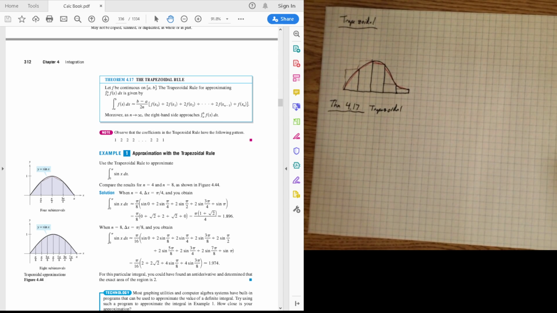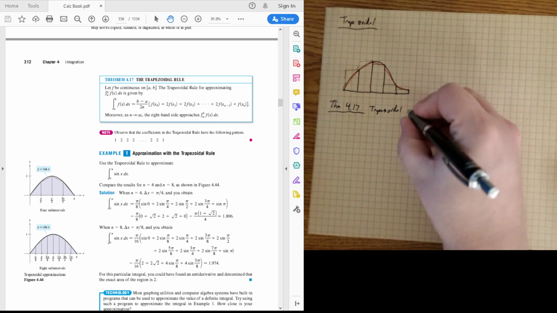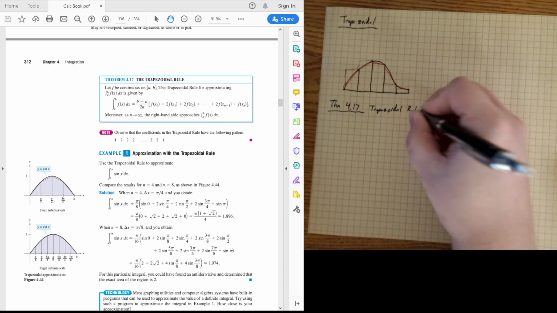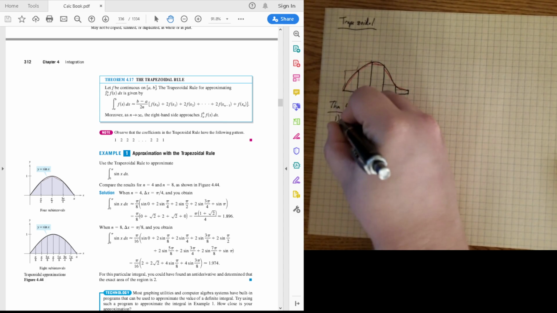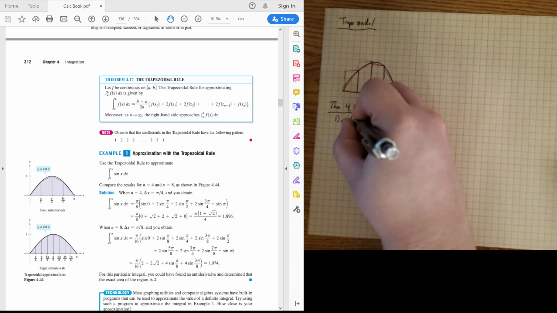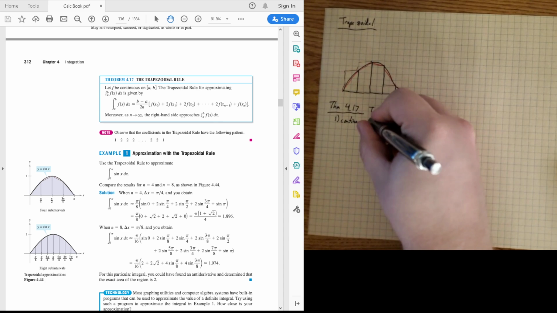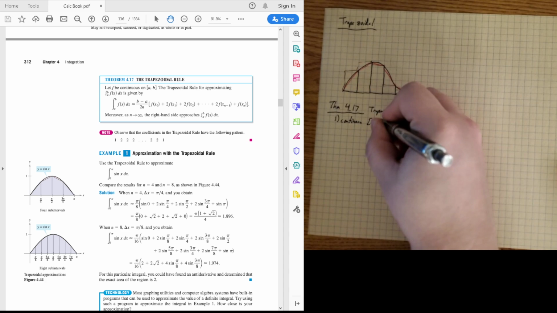First, it has to be a continuous function. This can only work if the function is continuous. There can't be any holes. There can't be any asymptotes. It has to be a continuous function in order for this to work. So, we have to have continuous on the specific interval from a to b.